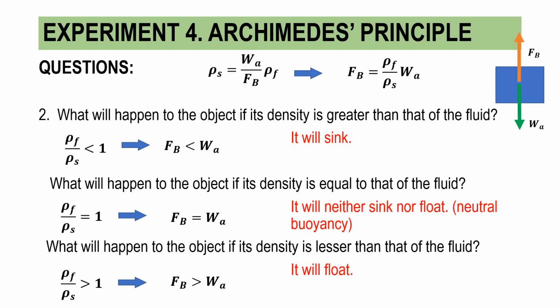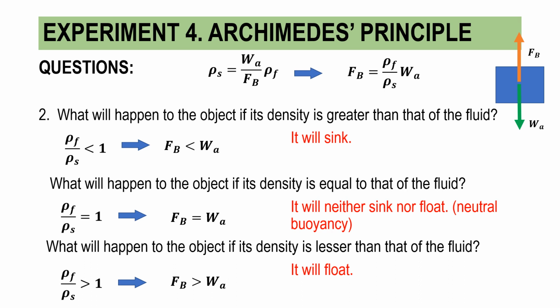Second question, what will happen to the object if its density is greater than that of the fluid? What will happen if its density is equal to that of the fluid? And what will happen if its density is lesser than that of the fluid? If the density of the object is greater than that of the fluid, we have this ratio in which the density of the fluid over the density of the solid is less than 1. That results in a buoyant force less than the weight in air. If that is the case, the object will sink.